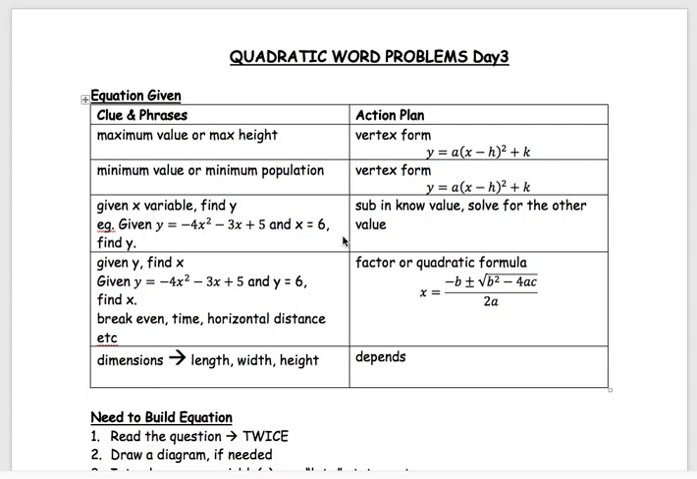So today I'm just going to throw different questions at you, and you have to be able to identify what it is that they want you to find, and then pick an action plan that you can use in order to get to the answer.